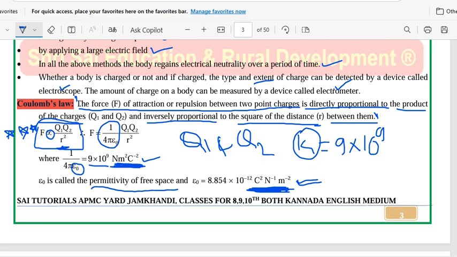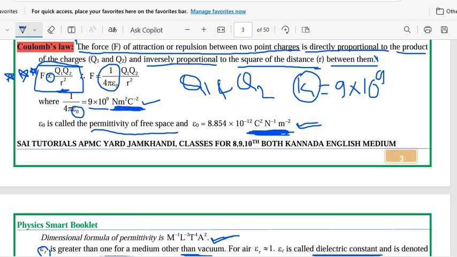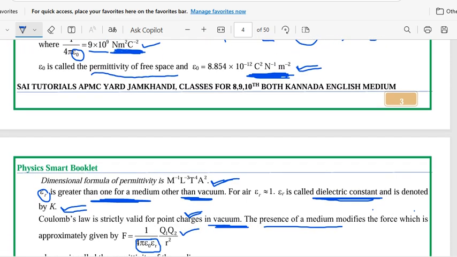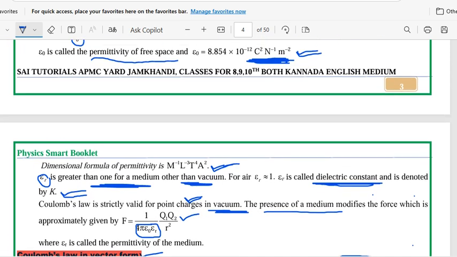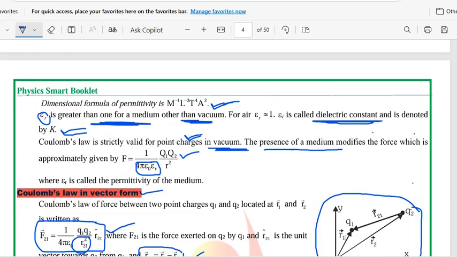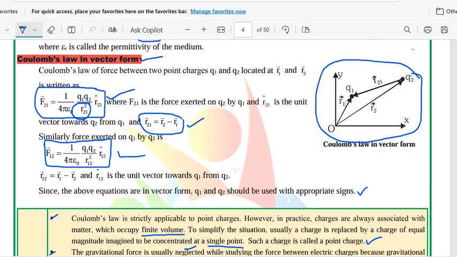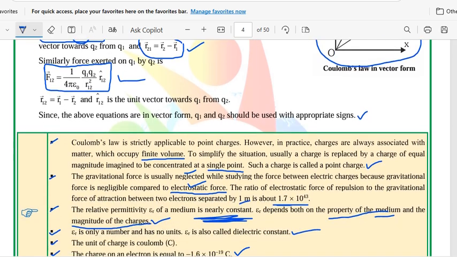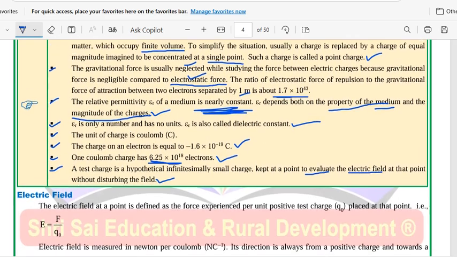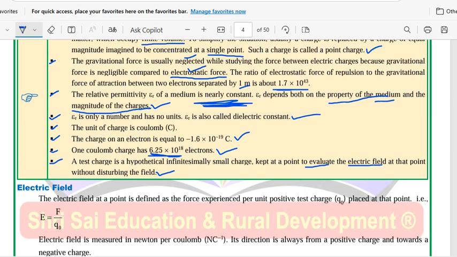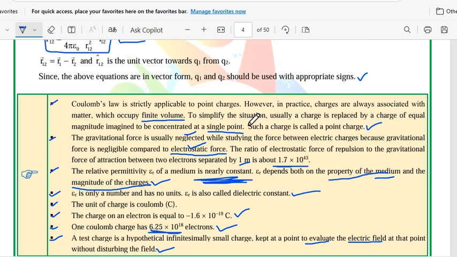Next, coming to Coulomb's law, I have explained everything. This is very essential for your syllabus and your preparation. So I hope you have understood the concept very well. And in the upcoming session, we will discuss further concepts related to your syllabus. I hope you got the point.